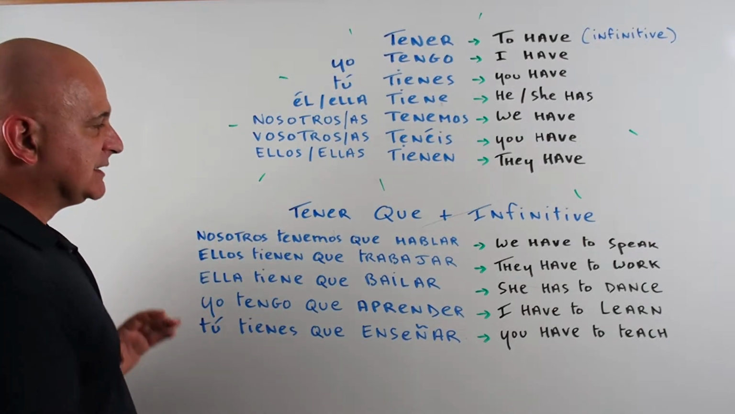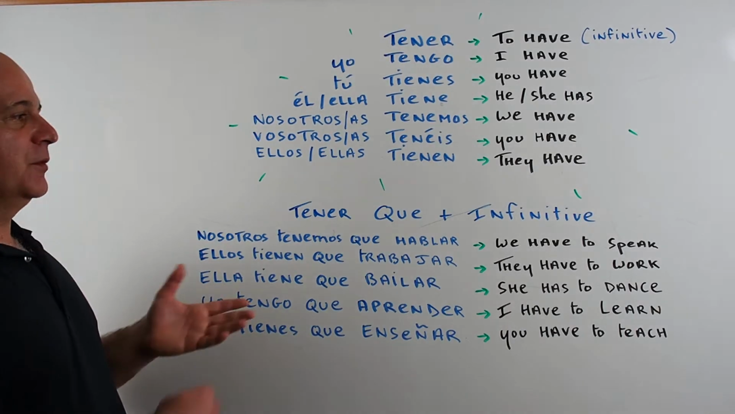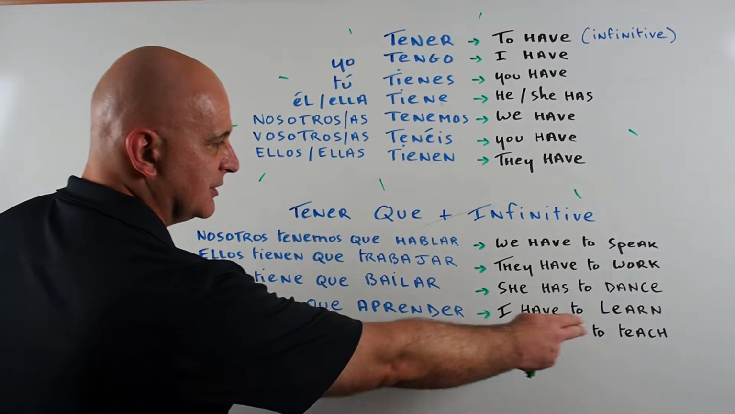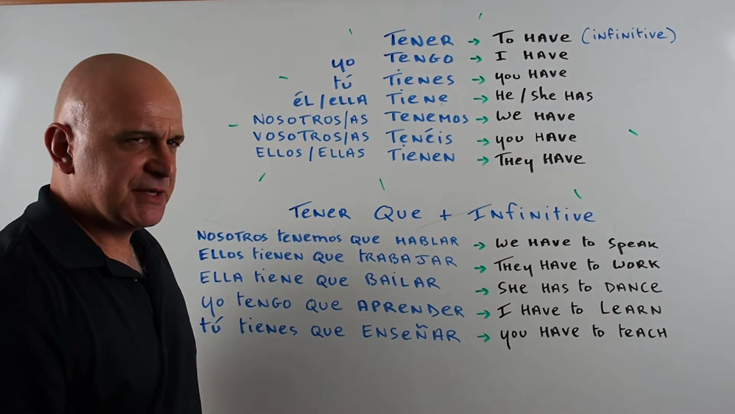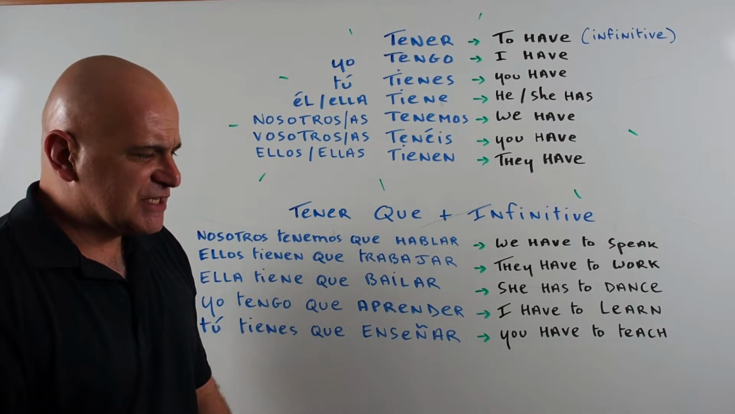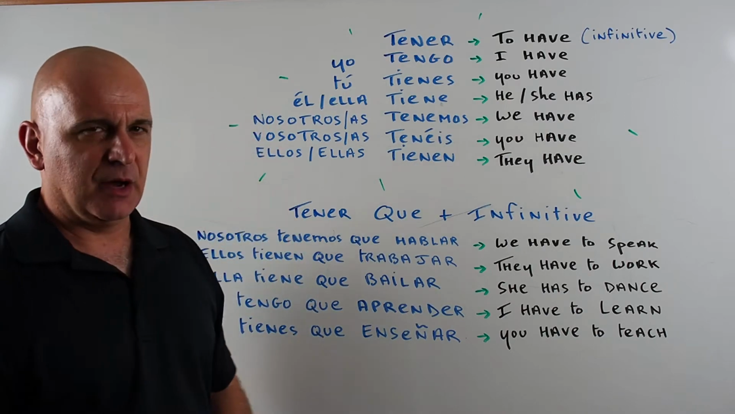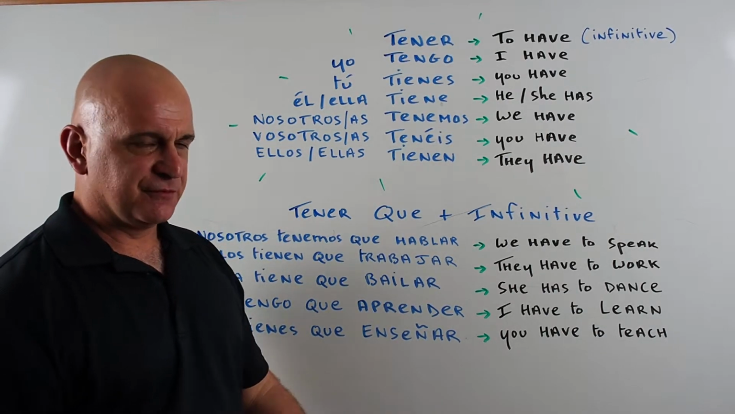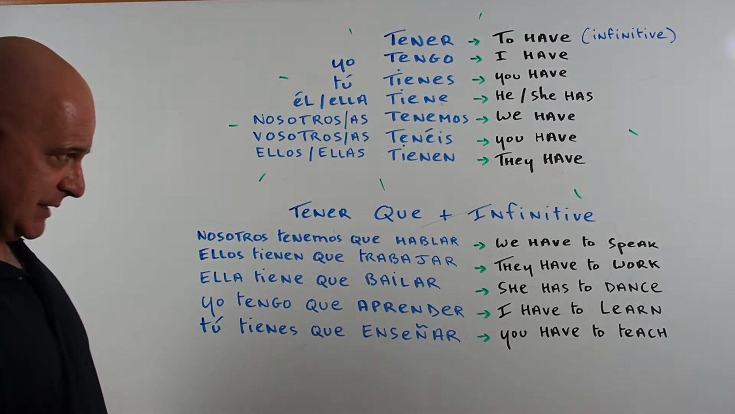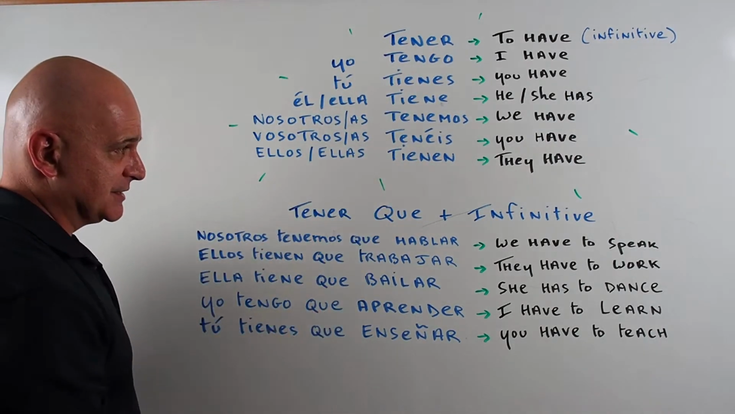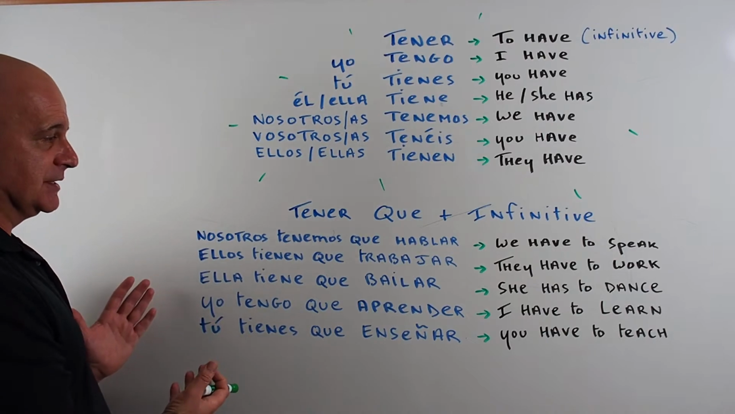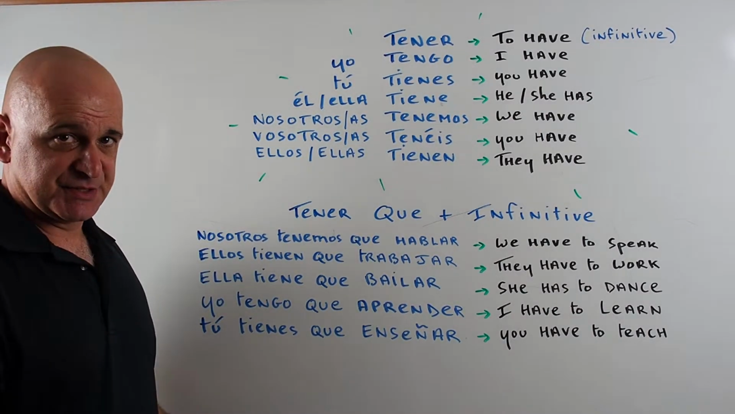Why? Because, as you say, we have to speak, they have to work, you have to teach. Every time you have a subject, it's very precise, specific, you see. It's really something that you must think about, okay? And you need to make sure that your verb is going to agree with the subject, right? So, technically speaking, the way you conjugate tener up here is pretty much going to be the way you're going to use tener within the sentence that you want to say, right?